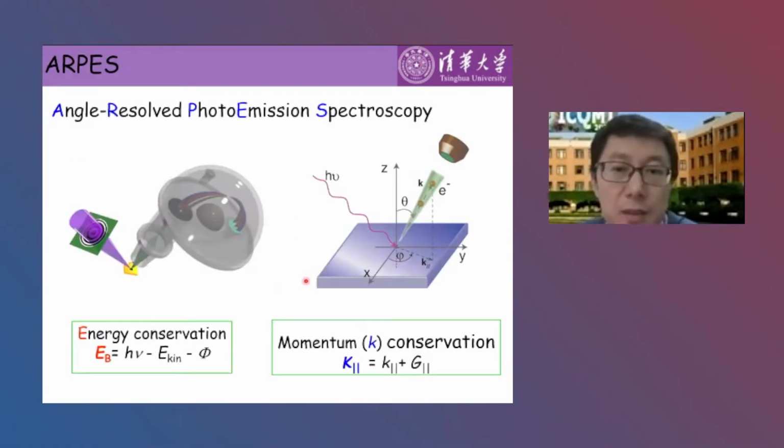Okay, first the introduction. Our experimental tool is the angle-resolved photoemission spectroscopy, ARPES. The basic working principle is the photoelectric effect explained by Einstein. A photon beam excites electrons out of the solid materials, and an electron analyzer is used to collect the photoelectrons and analyze their momentum and energy. By simple calculation based on the energy and momentum conservation laws, we can get the energy momentum distribution information in the solid materials, which is the band structure of the solids.